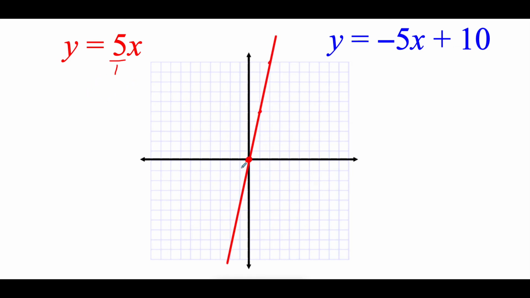So I've got my first equation plotted out. Now I'm going to move on to the other equation, y equals negative 5x plus 10. For this one, I see a b value of 10, so I'm going to go up 10 spaces from the origin and put my first dot. I see that the slope is -5, and I'm going to take that and put it over 1.